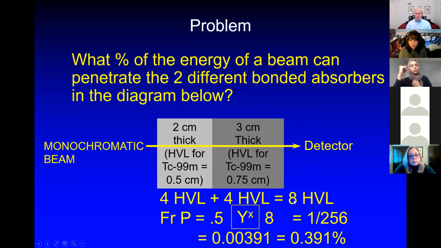We have 4 layers. 4 layers is 8. 1/2 to the power of 8 equals 0.00391. That's the fraction, but I didn't ask you the fraction, I asked you the percent. So 0.00391 would be 0.391%. Or if you count this on your fingers, you know, 1/2, 1/4, 1/8, 16th, 32nd, you come up with 1/256. Those three are all correct answers.